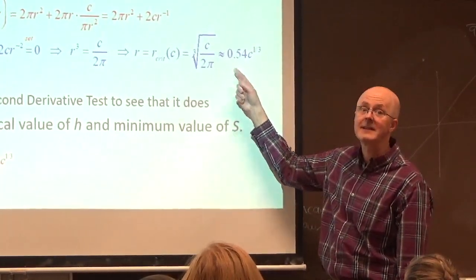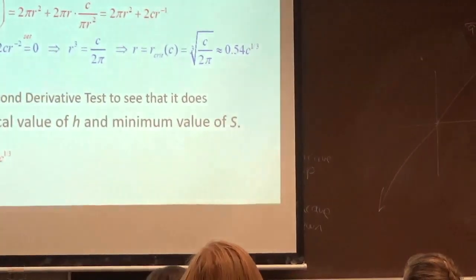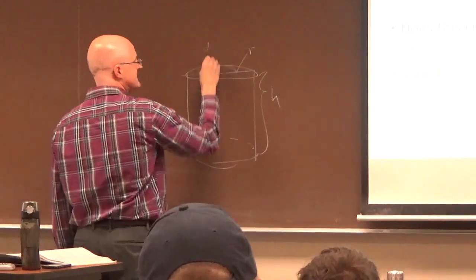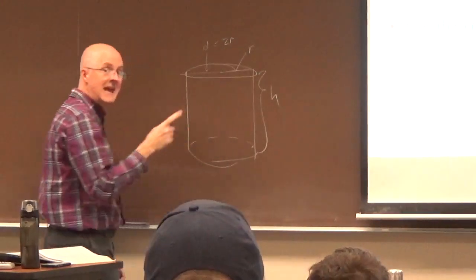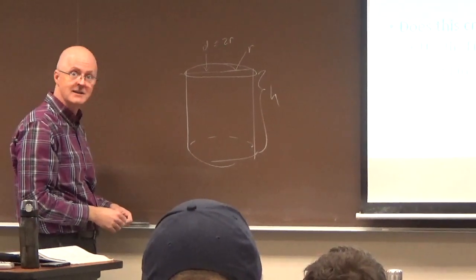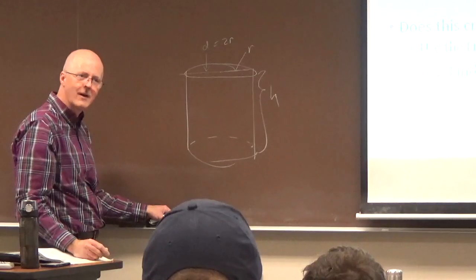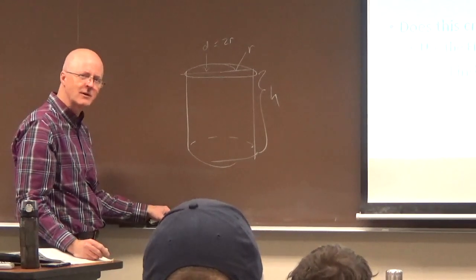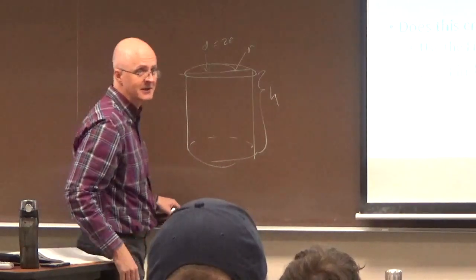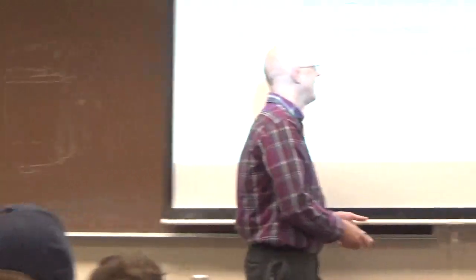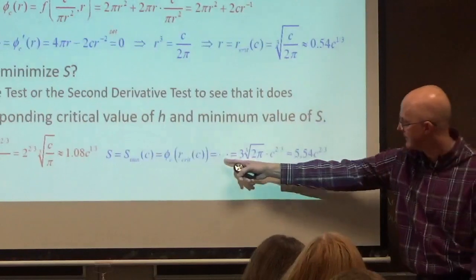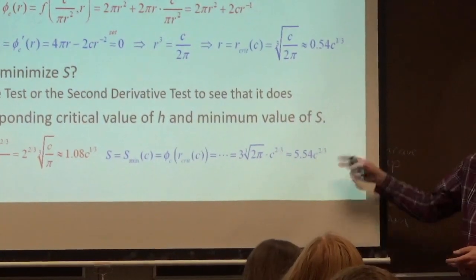If you think about the fact that the diameter of the circle on top is double the radius, what it's saying ultimately is that the optimal can has the same diameter as height. Interesting. Most soup cans don't have the same diameter as height. They have other considerations to take into play though. And the actual minimum surface area, you can check by plugging in, and I skipped some steps here, is about 5.54 times c to the 2/3.